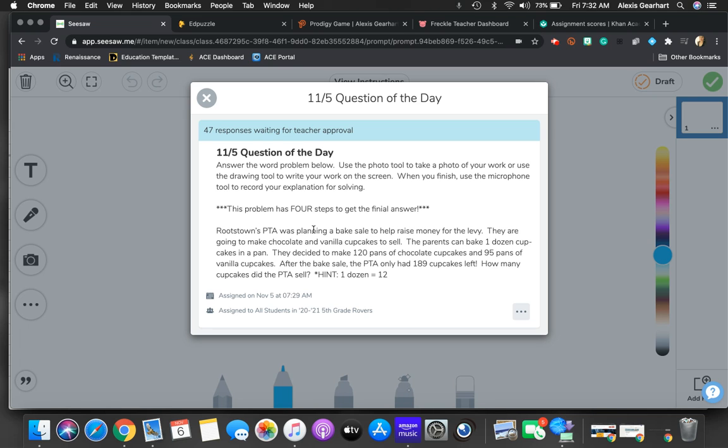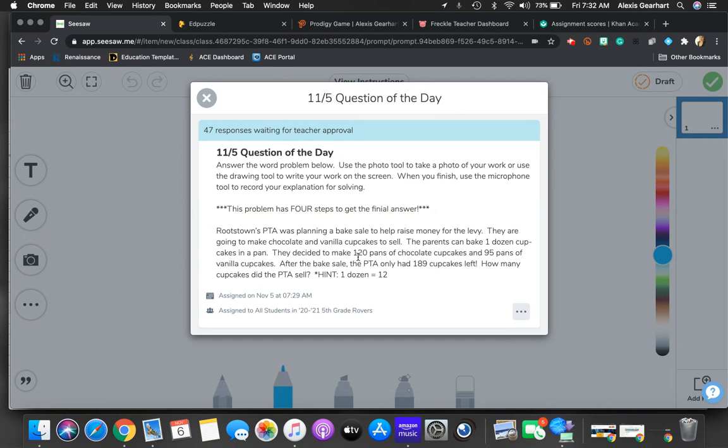Rootstown's PTA was planning a bake sale to help raise money for the levy. They are going to make chocolate and vanilla cupcakes to sell. The parents can bake 1 dozen cupcakes in a pan. They decided to make 120 pans of chocolate cupcakes and 95 pans of vanilla cupcakes.